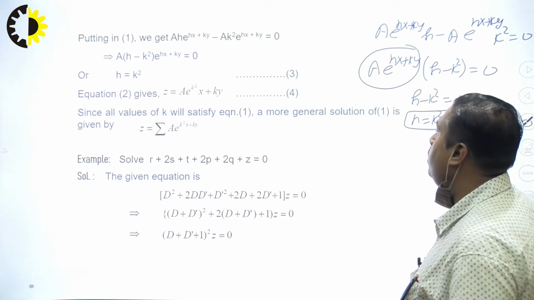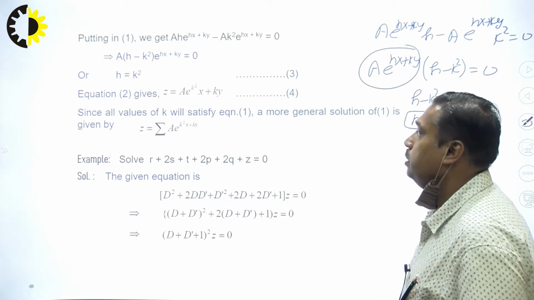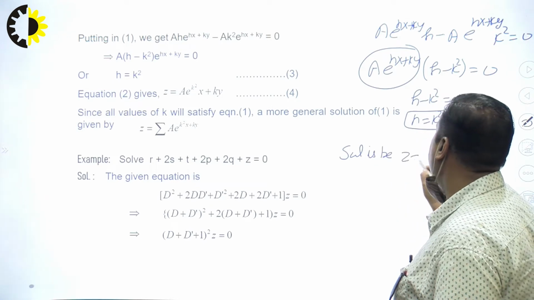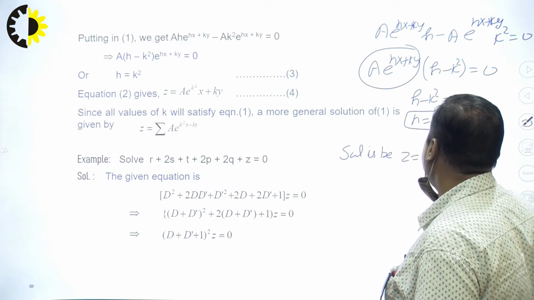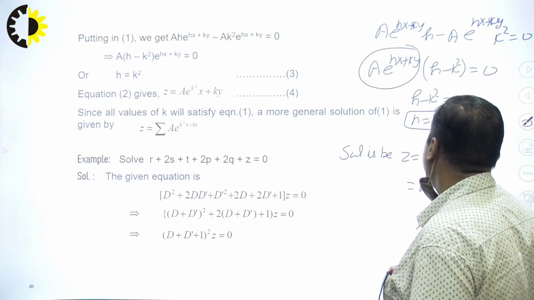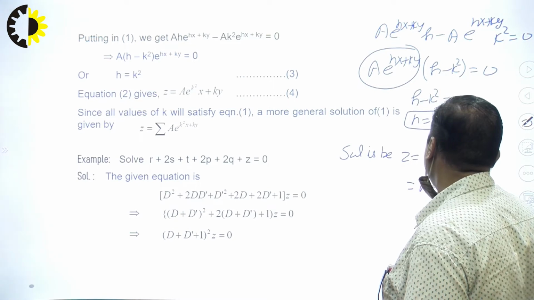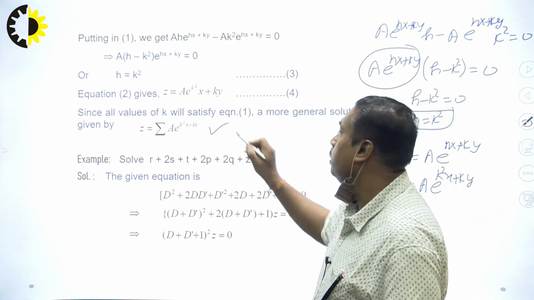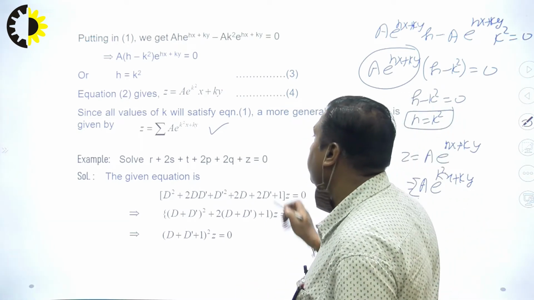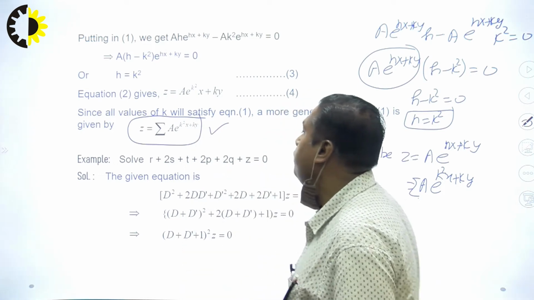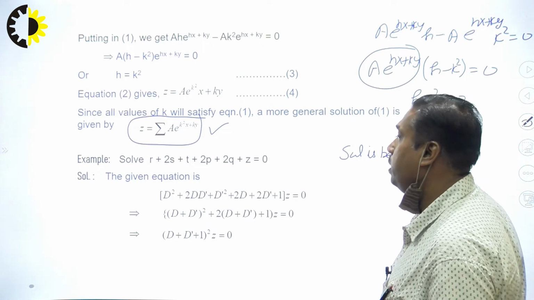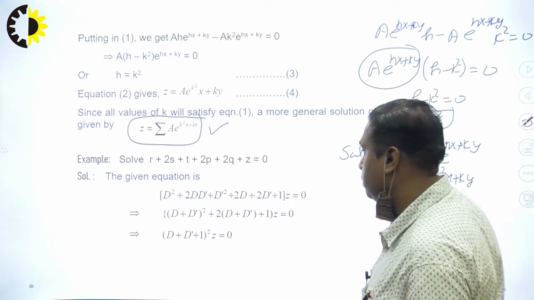That means we have calculated the value of h. So the solution becomes z = a e^(hx+ky), and h is replaced by k². That becomes a e^(k²x+ky). And we take the summation for the whole solution. That means this is the solution in the case when we are unable to resolve into the linear factor, single factor. Now let us take an example for this.